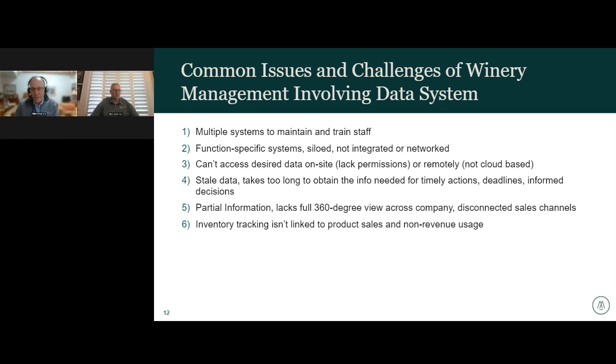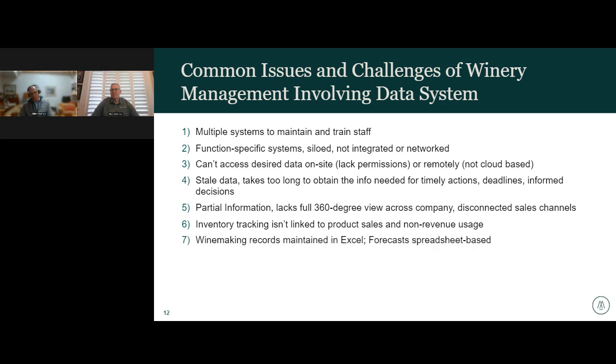And directly linked to that is inventory tracking. Oftentimes it is not linked, especially in real time, to sales and non-revenue usage. So I remember working at a winery years ago where there was an order that came in for 200 cases from a distributor. The guy that tracked inventory tracked it on Excel. The salesperson asked, "Do we have the product available?" And the answer was yes. The next morning, the answer was no. The day after that, the answer was yes. And when the truck showed up at the warehouse to pick up the wine, they did not have the product. So pretty embarrassing for the company and a real lost opportunity.